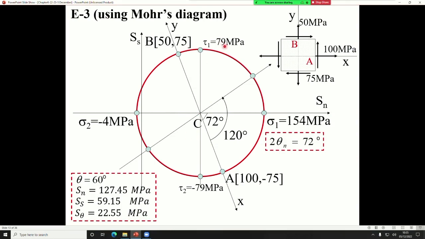Yes. So what I've done here, I've only written the value of the shear stress. I haven't written the coordinate. For all the other points, I have shown you the coordinates. For this one, I've written 154, which is the x-coordinate of this point. The y-coordinate of this point is 79. I haven't shown you the x because I was not interested in that. I was interested in maximum and minimum shear stress. Okay. Yes, please.